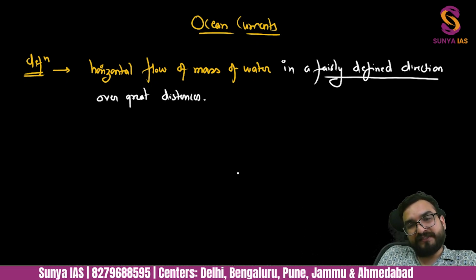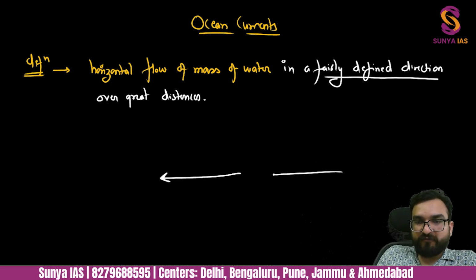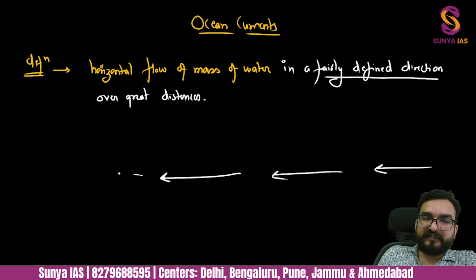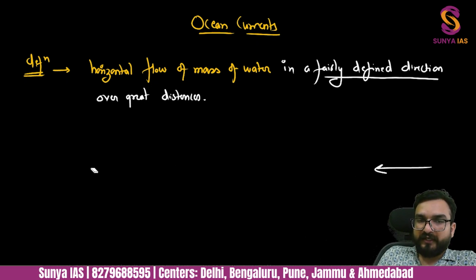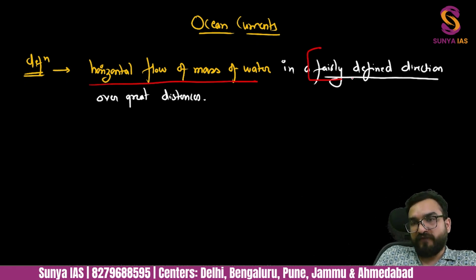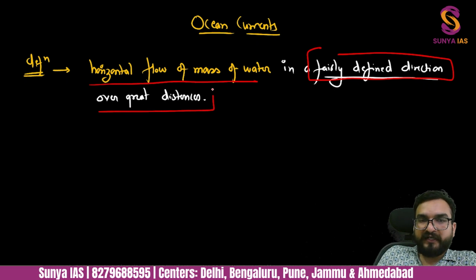That means if you are saying that this equatorial current is flowing from here to here, then it will flow from here to here. Over great distances it is flowing, also in one direction. It will not happen that this equatorial current is flowing from here and then changes direction like this. No. Alright. So this is very important to understand, first of all, the definition: horizontal flow of mass of water in a fairly defined direction over great distances.